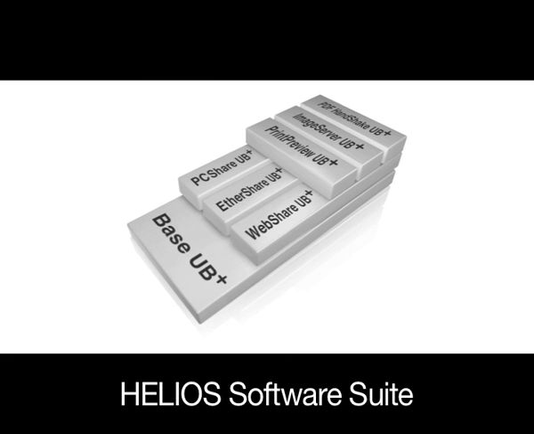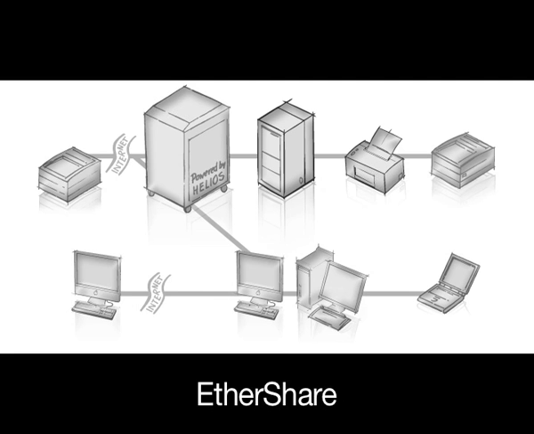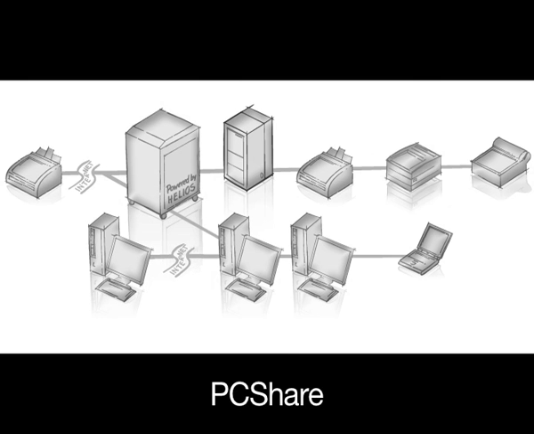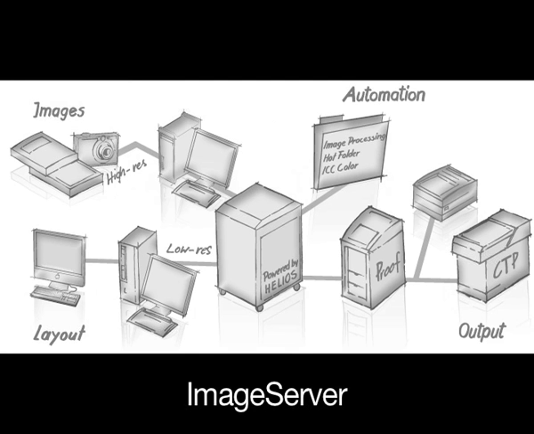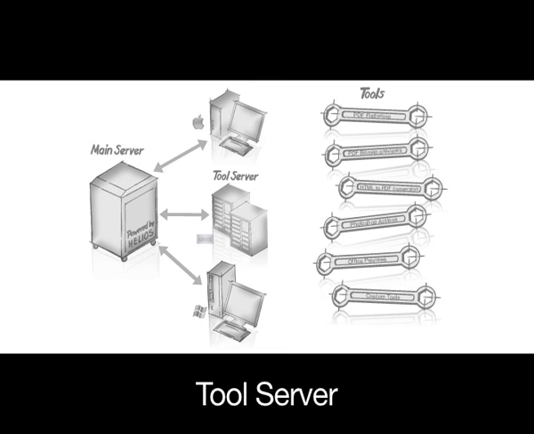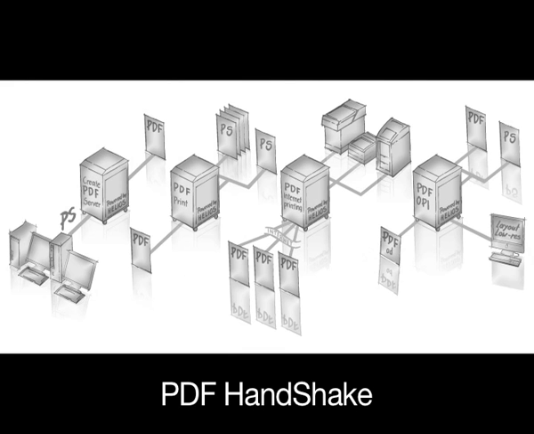Congratulations! You just installed a sophisticated, high-performance, cross-platform file and print server with advanced image processing, PDF production, workflow automation, and proofing capabilities. The Helios Base Manual contains additional configuration details. The EtherShare, PCShare, WebShare, ImageServer, PDF HandShake, and PrintPreview manuals describe how to best utilize those applications.